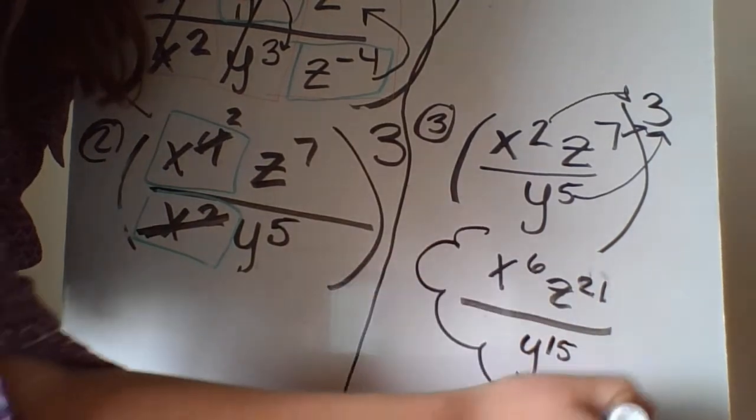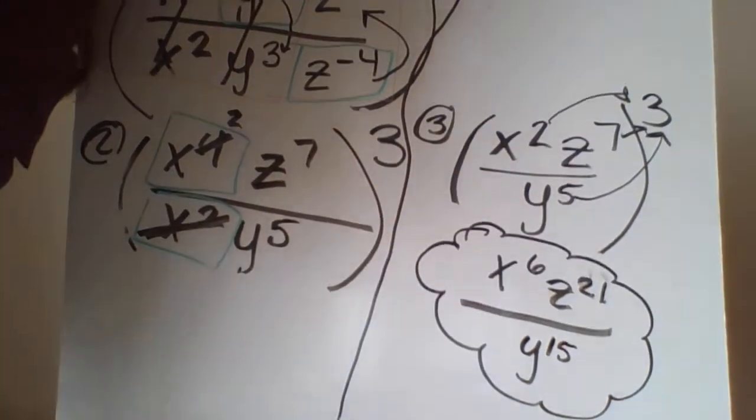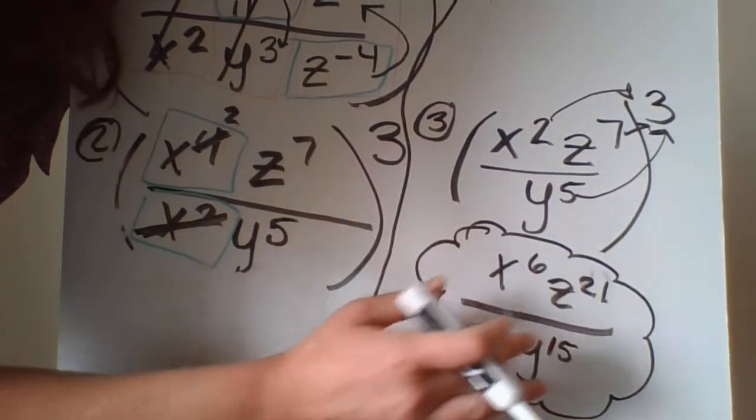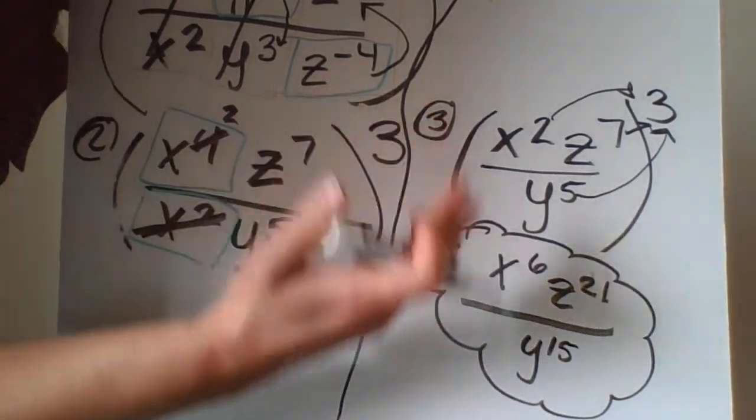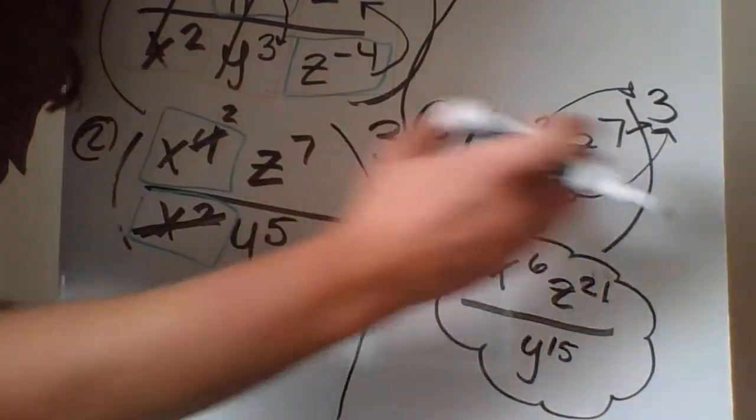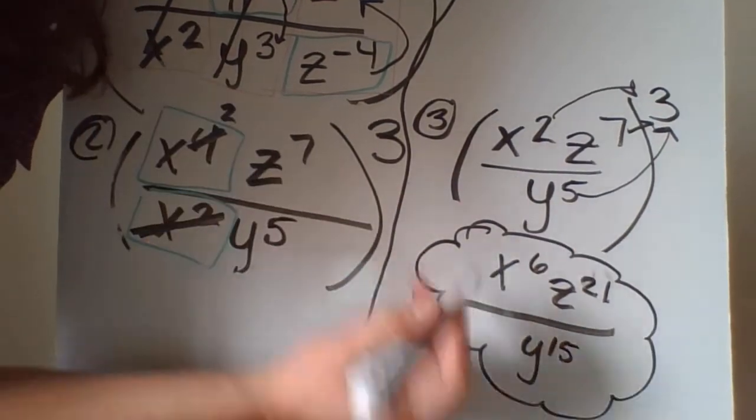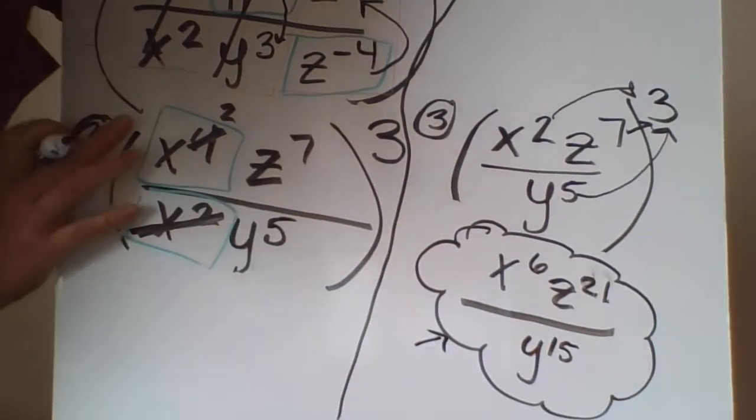And then I have nothing else I can simplify. I have nothing that are same bases that I can combine together. I have no more negatives. I have no more powers that are outside of the parentheses. I'm good to go. This right here is my final answer.